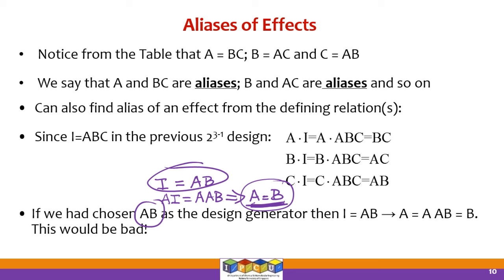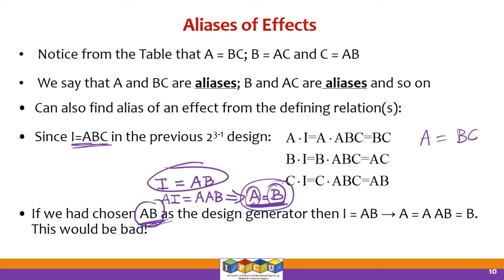All right. So this would be a bad design generator because it would lead to the direct effects getting aliased with each other. Whereas if you took this to be the defining relationship, a first order effect is aliased with a second order effect. That's bad, but if you have to suffer loss in information, that is much better. A situation where the direct effects are aliased with second order effects is much better than a direct effect being aliased with another direct effect, like what would have happened in this particular case.